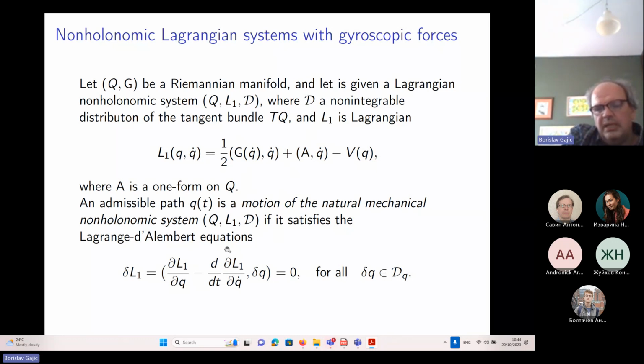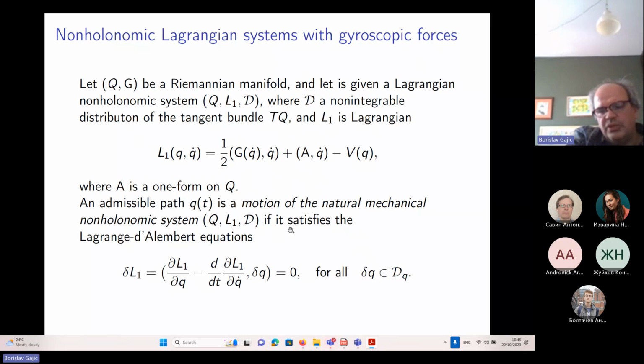They are given here, where delta Q is the virtual displacement, which belongs to a non-integrable distribution. I forgot to say that non-holonomic system means that in the tangent bundle TQ, at any point you have a subspace, and that gives us a non-integrable distribution. Non-integrability of the distribution exactly means that we have a non-holonomic system, which mechanically means that one has constraints linear in velocities.